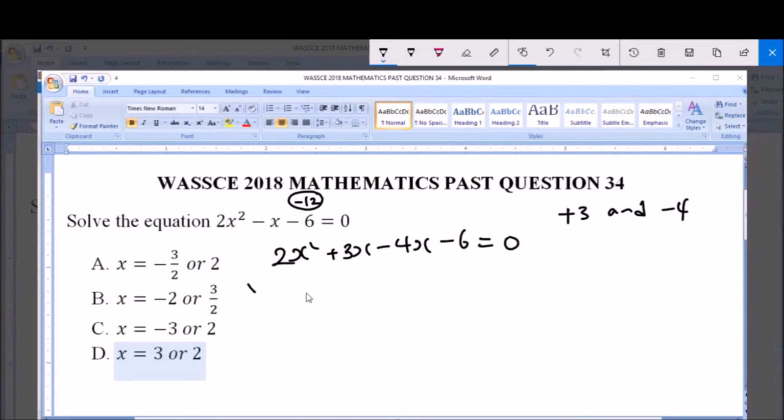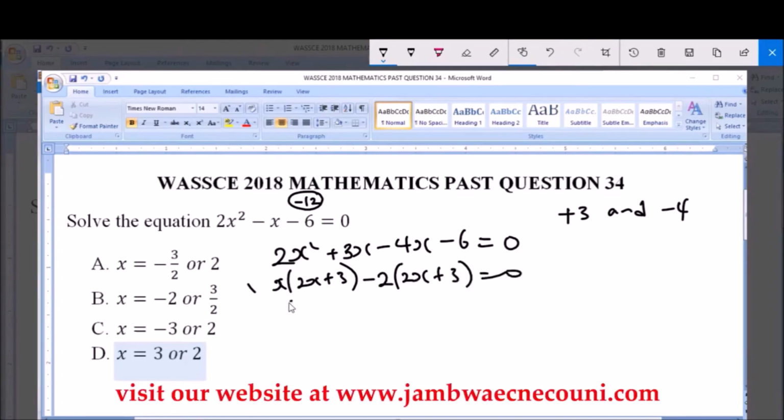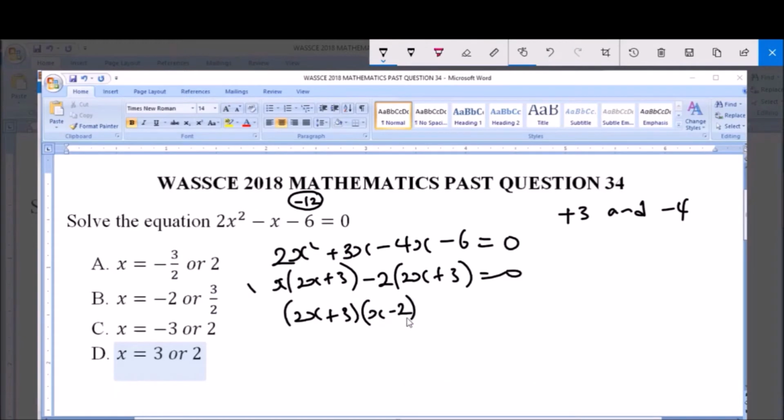Now from this we can factorize. We can say x into (2x plus 3) minus, now here we have minus 2 into (2x plus 3) equal to 0. So from this we have that (2x plus 3) into (x minus 2) equals 0.